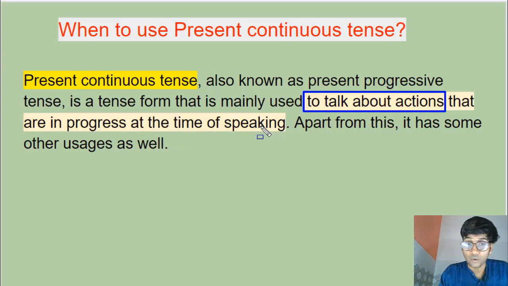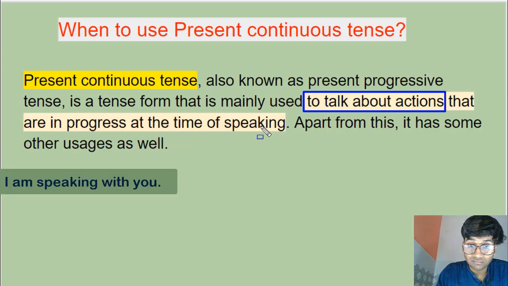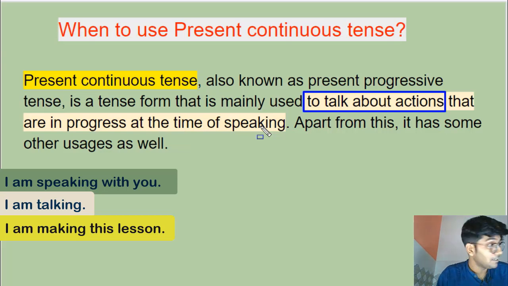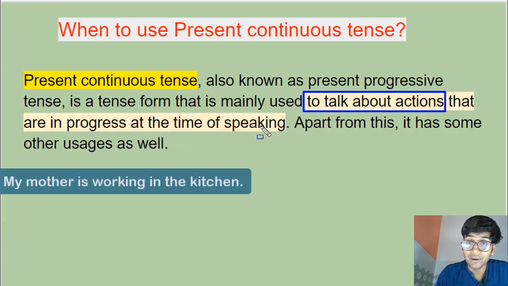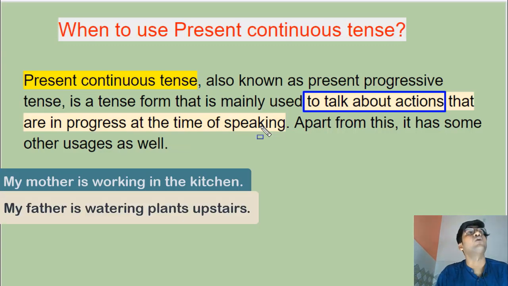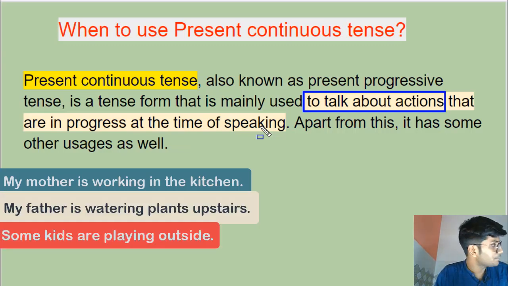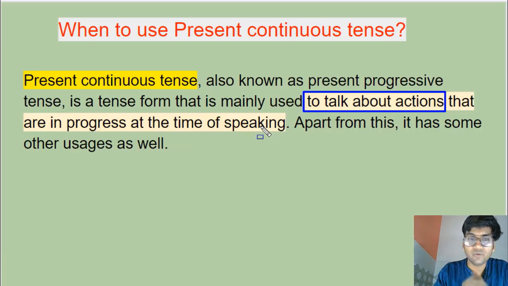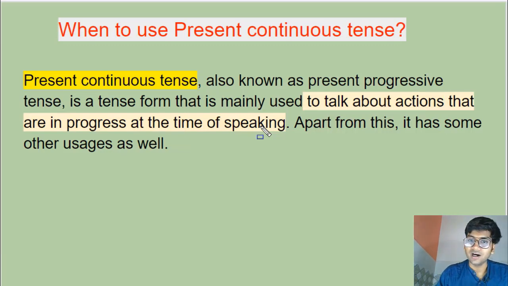Let's understand the most important usage of this tense. Here we talk about actions that are taking place, that are happening right now, just now, at this very moment as I speak. Now guys, what's happening right now? In my situation, I am speaking with you, I am talking, I am making this lesson. My brother is working in the next room, my mother is working in the kitchen, my father is probably watering plants upstairs. Some kids are playing outside as I can hear some noise, right? So all these things, all these actions are taking place right now at this very moment as I speak. And that is the main reason why we use present continuous tense, okay? Don't worry, I'll give you more examples.